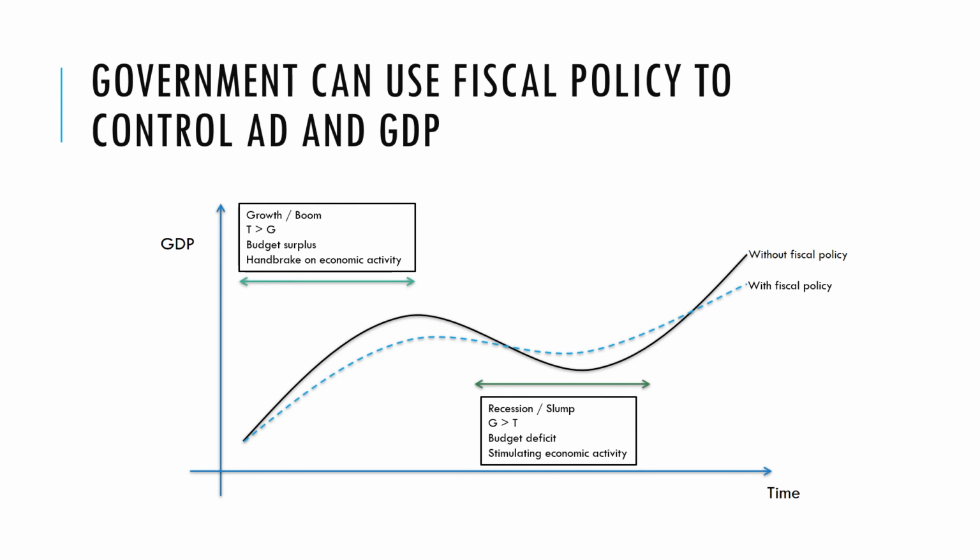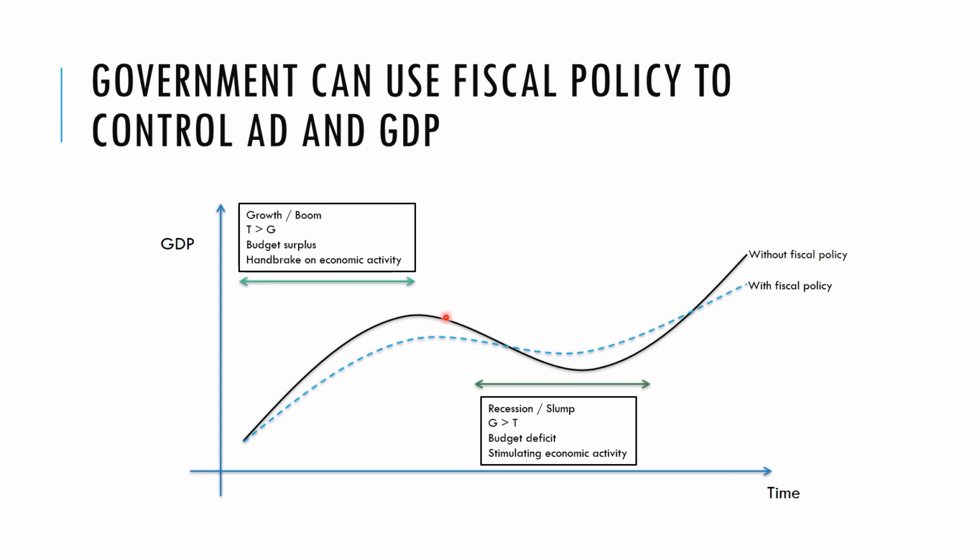So if we have a look at the dotted blue line here, this shows us what GDP might be like with fiscal policy. So during a period of growth, tax revenues are likely to exceed government spending. We're running a budget surplus, which is a withdrawal. So that's likely to be a handbrake on economic activity. Let's now have a look and see what would happen during a recession or a slump.